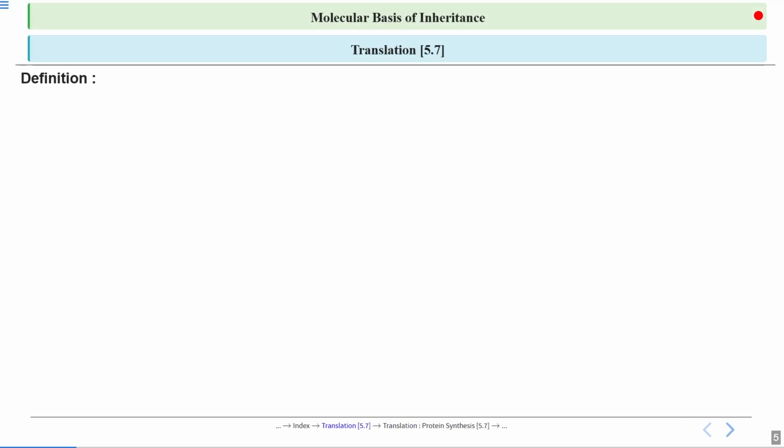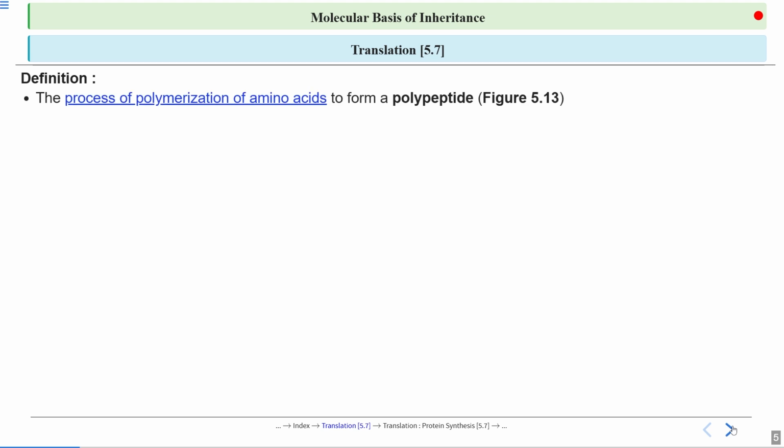So what is translation? What is the definition of translation? We have heard this word again and again, and today we are going to understand it in depth, like what actually happens in translation and all those things. But let's talk about the definition first.